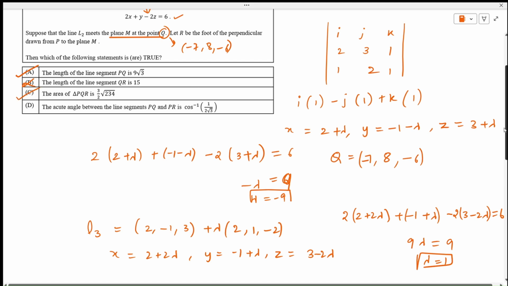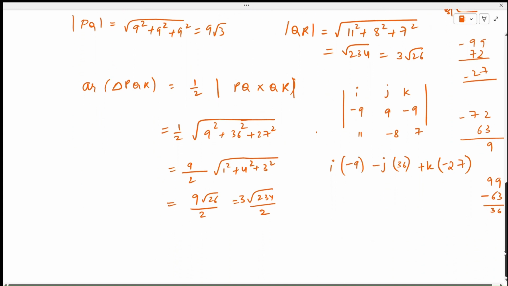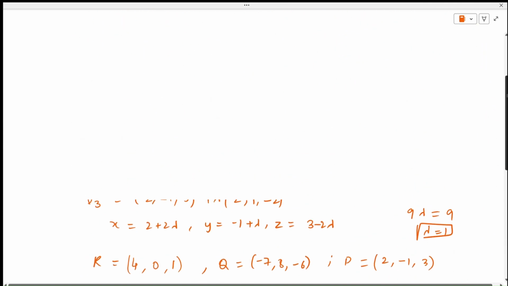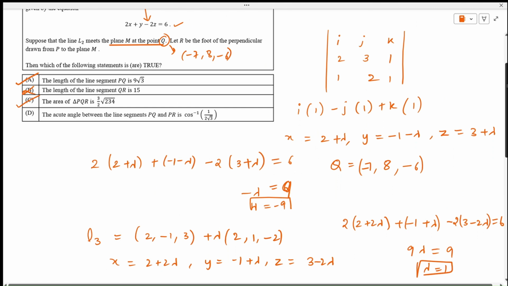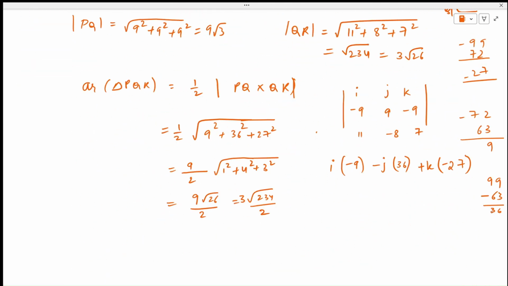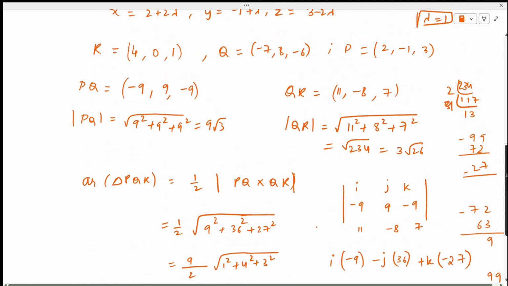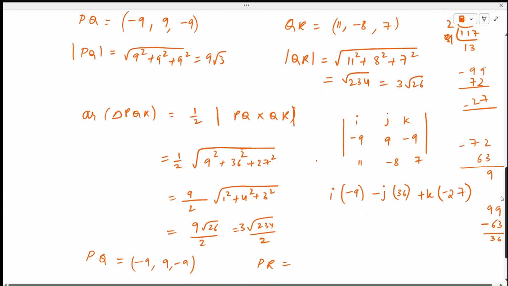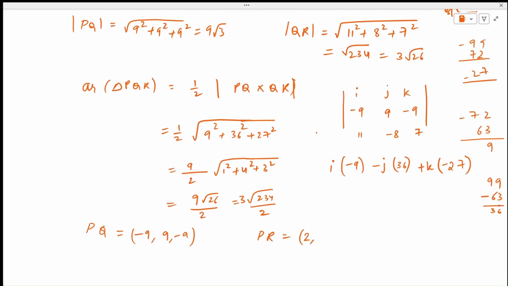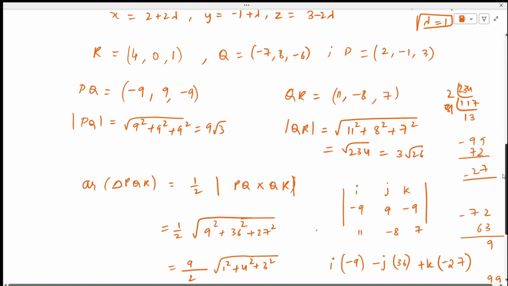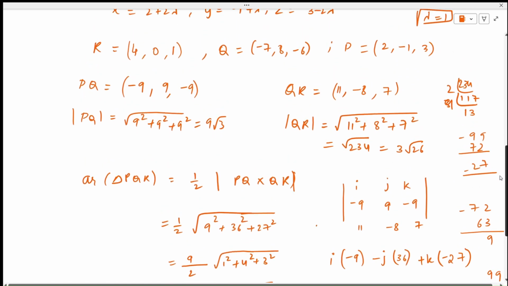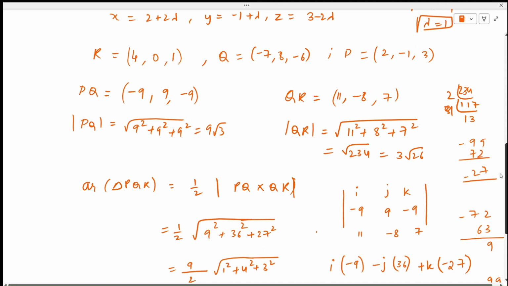Let us find the angle between PQ and PR. First let us find PR. We know PQ is equal to minus 9, 9 and minus 9. And to get PR, we'll subtract R minus P. So 4 minus 2 is 2. And 0 minus of minus 1 is 1. 1 minus 2 is minus 2. 1 minus 2.